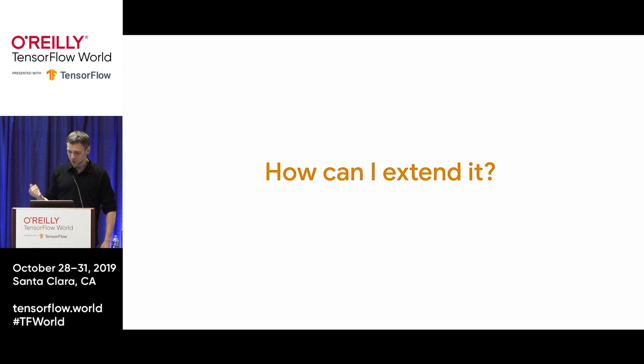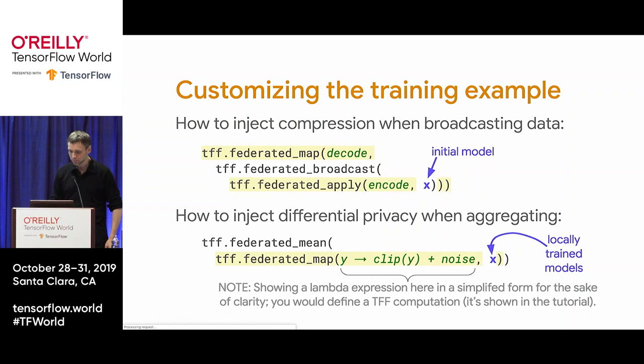Okay, so this was, of course, a very simplified example. How can we start extending it and make it more interesting? Just two very short examples I'm going to show. One common thing to do is wanting to inject compression in various places to address various kinds of systems concerns. And so, for example, if you want to compress data during broadcast, apply encoding on the server before you broadcast, and then use a federated map function to decode on the clients after broadcast. And so you can see how two lines of code get you what you want, with the decode and encode presumably being implemented in TensorFlow.